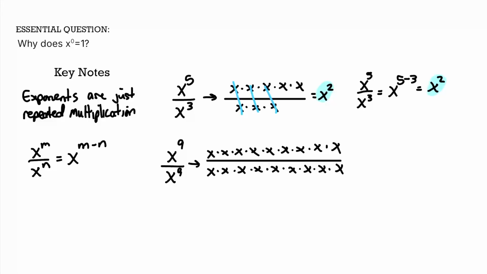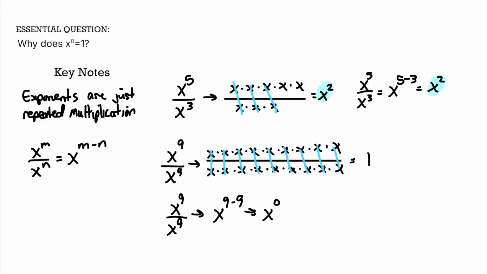And remember, when you're dividing, if you divide anything by itself, that's going to equal 1. Or if we write it out as multiplication of x's, all of those are going to divide. So then that becomes 1. Everything divides out. And then if we look at the rule using subtraction of our exponents here with the same base, we would have x to the 9 minus 9, which becomes x to the 0.